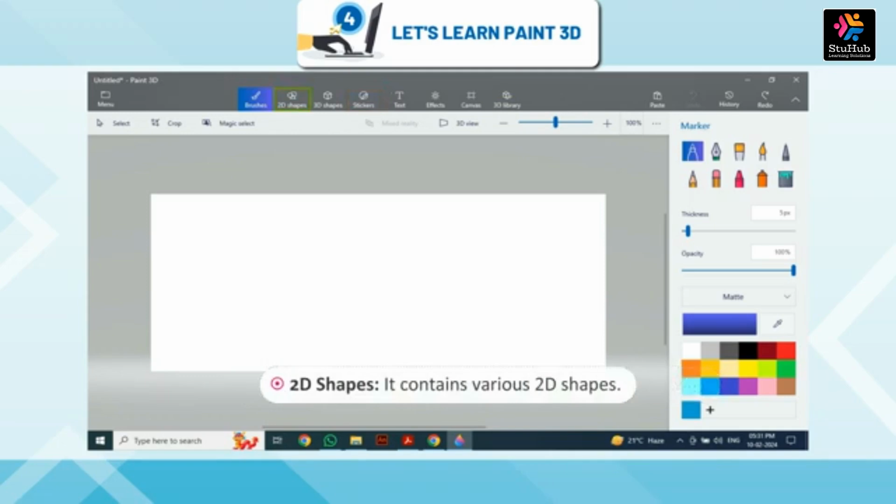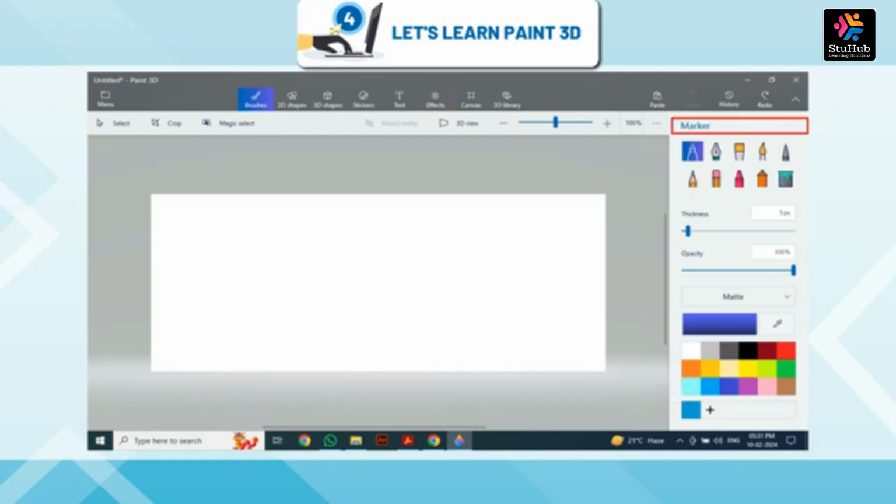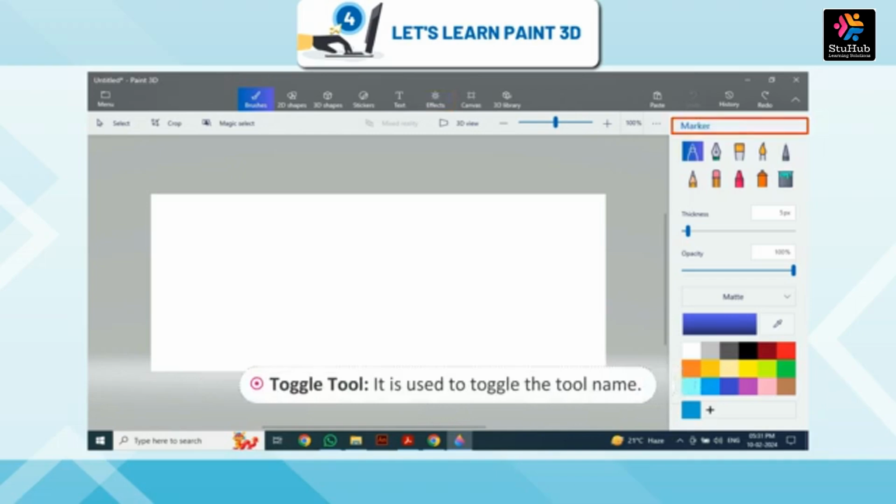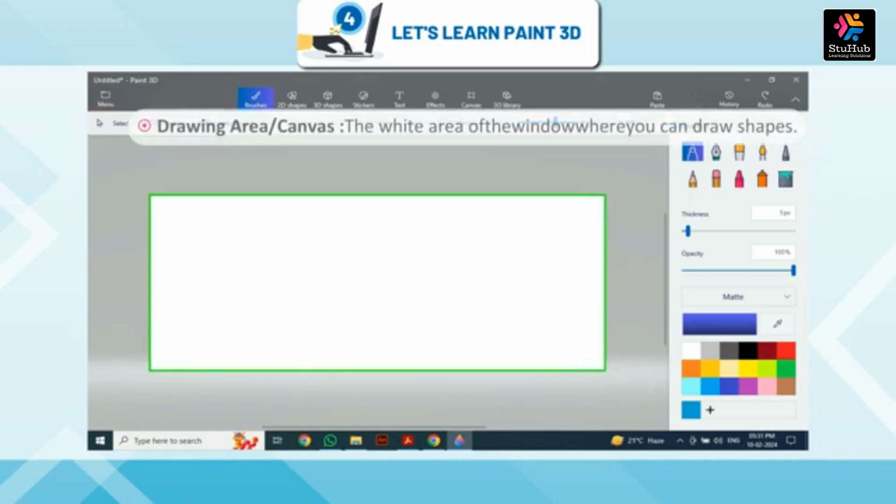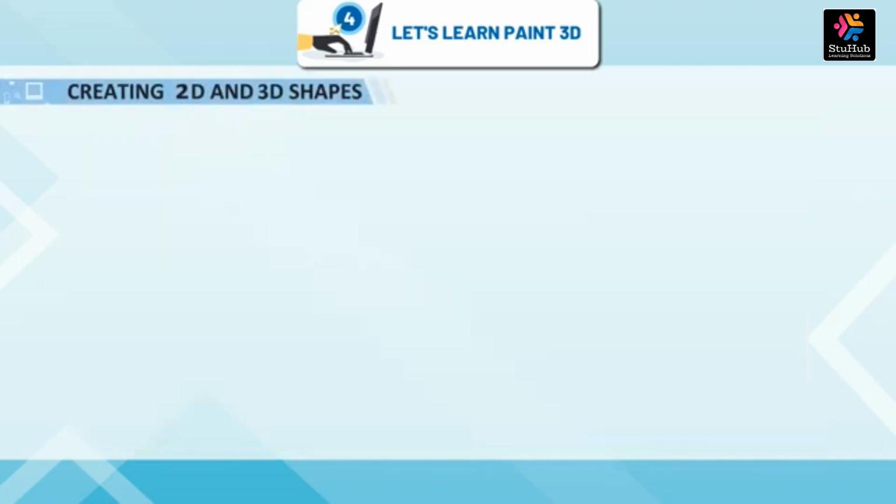2D shapes. It contains various 2D shapes. 3D shapes. It contains various 3D shapes. Brush tool. It contains 10 types of brushes. Effects. It contains various effects to add to the drawing. Toggle tool. It is used to toggle the tool names. Selection tool. It is used to select the drawing. Drawing area or canvas. The white area of the window where you can draw shapes.